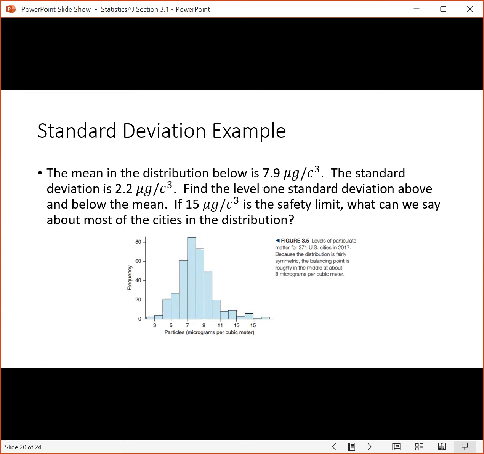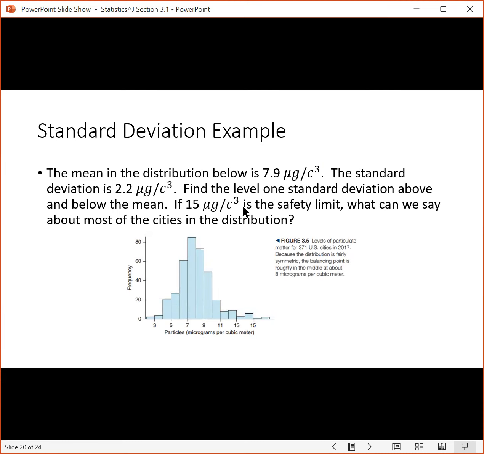Okay, so let's look at an example of standard deviation. The mean in the distribution below is 7.9. This is the level of particulate matter for 371 US cities in 2017. Someone measured the particulate matter in the cities, put that data into a distribution, and this is what it looks like. We're told that the mean is 7.9 and the standard deviation is 2.2, and we're asked to find the level 1 standard deviation above and 1 standard deviation below the mean.